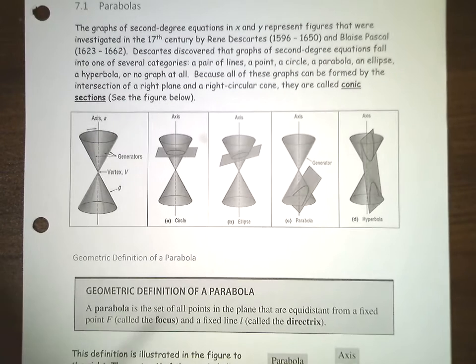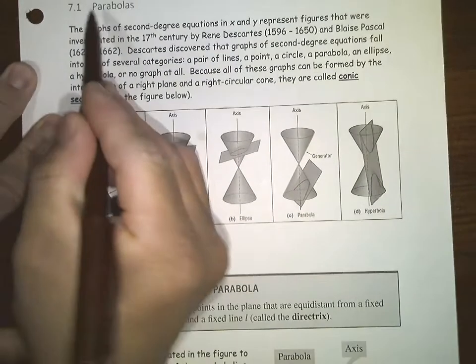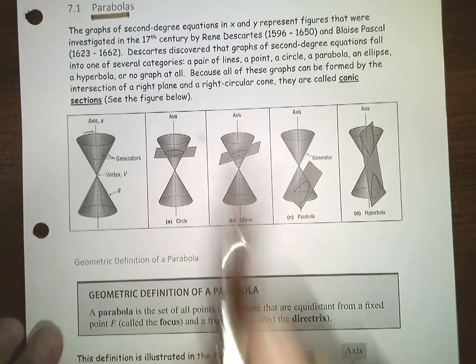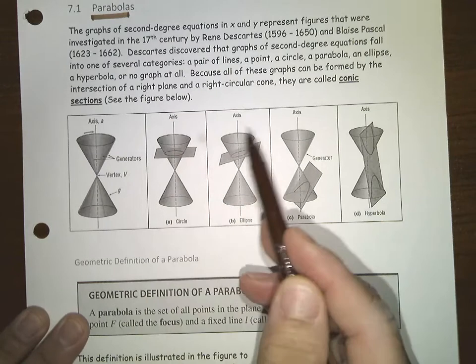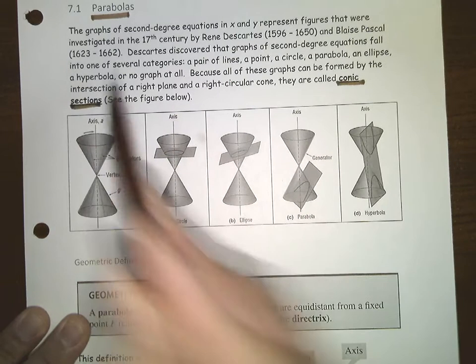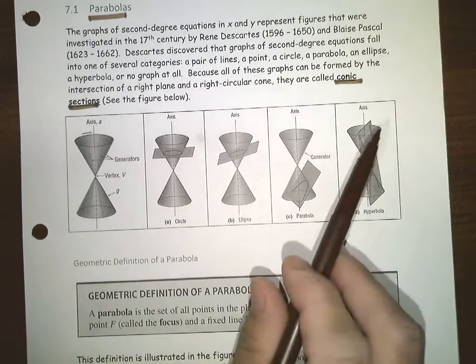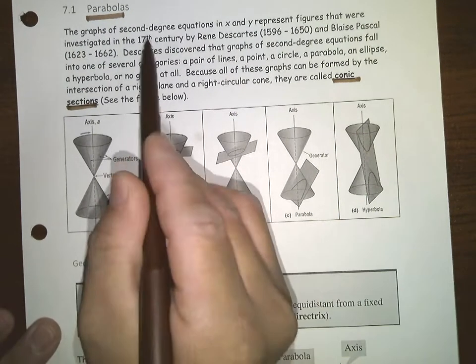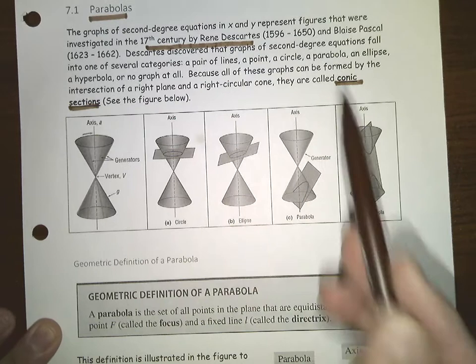Let me focus this, but this is going to be the section on parabolas here. Parabolas are actually one of several graphs that are called conic sections. These conic sections were discovered by Rene Descartes in the 17th century, so you can see that here.